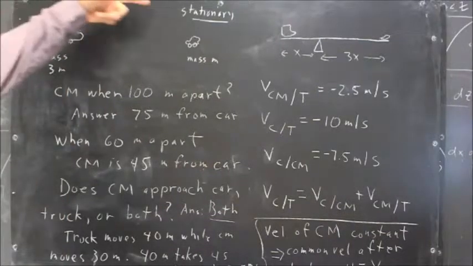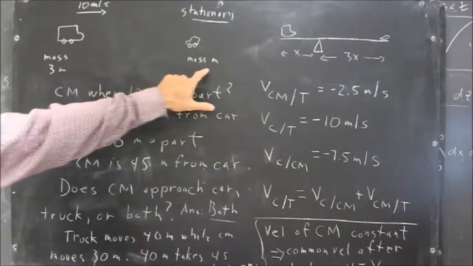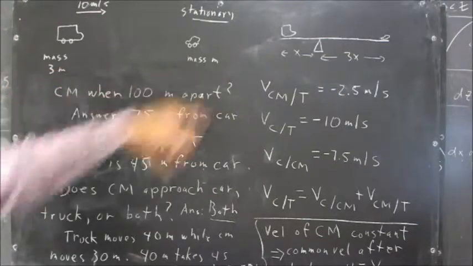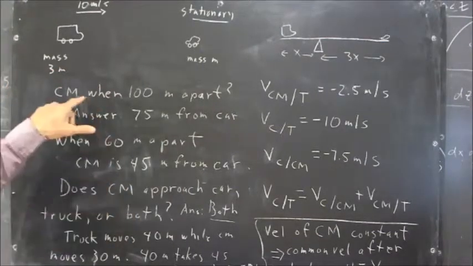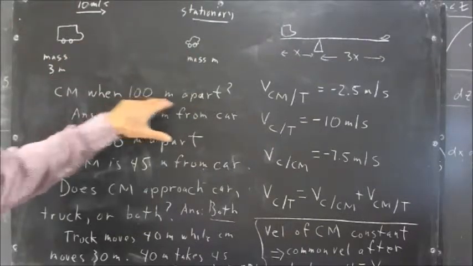A truck moving at 10 meters per second approaches a stationary car. The truck has 3 times the mass of the car. It doesn't matter what the mass is. The truck has mass 3m, the car has mass m. So the question is, where's the center of mass when the two are 100 meters apart?